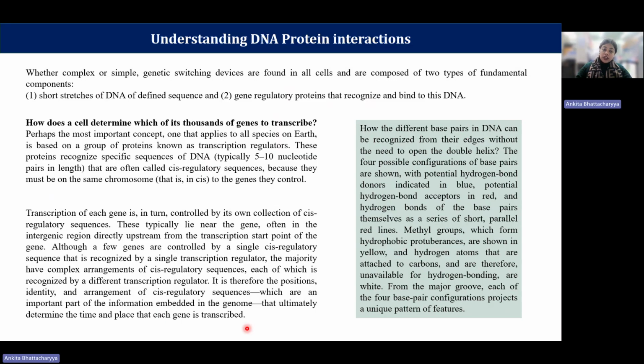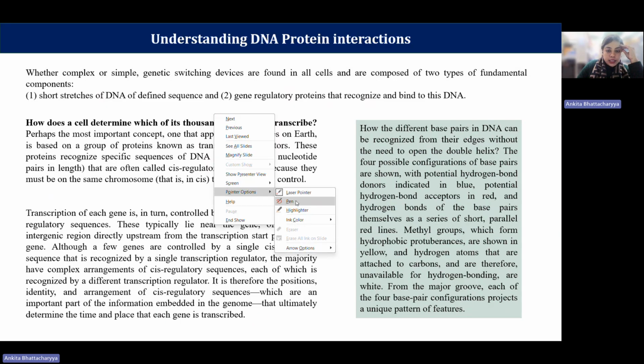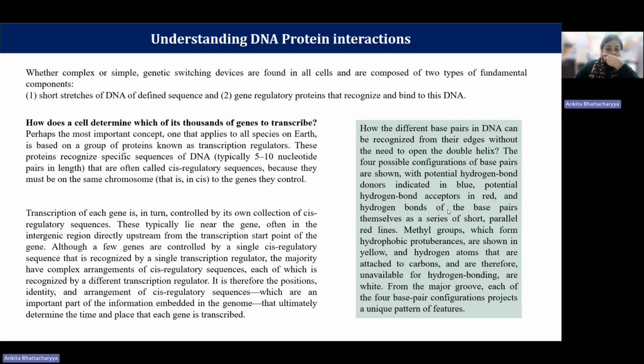Now, transcription of each gene is in turn controlled by its own collection of cis regulatory sequences. Typically, these lie very close to the gene, often in intergenic regions directly upstream from the transcription start site of the gene. So if you remember, let me draw this here.